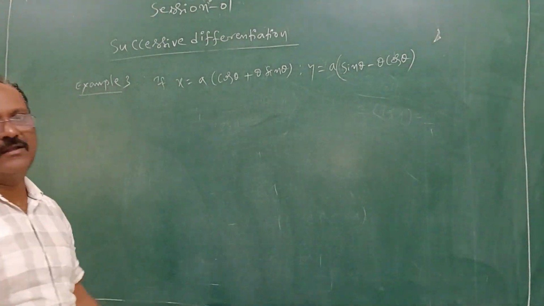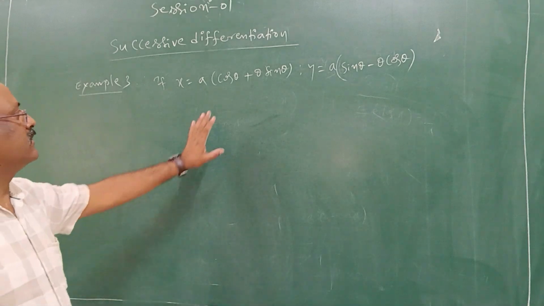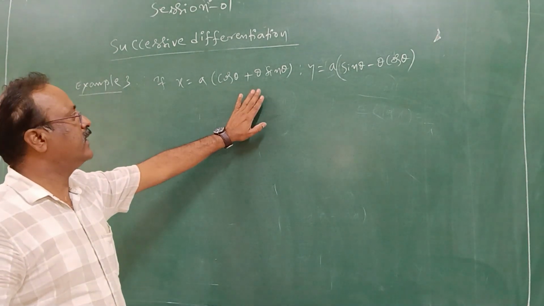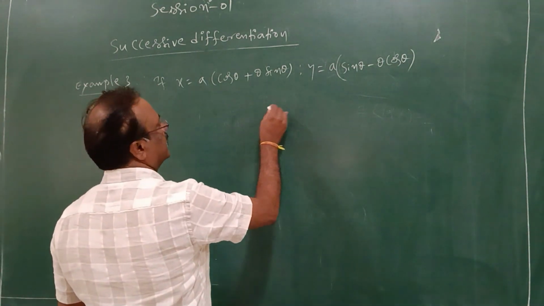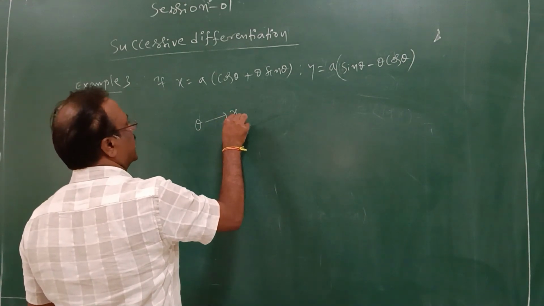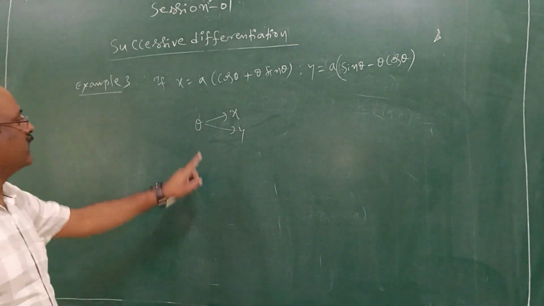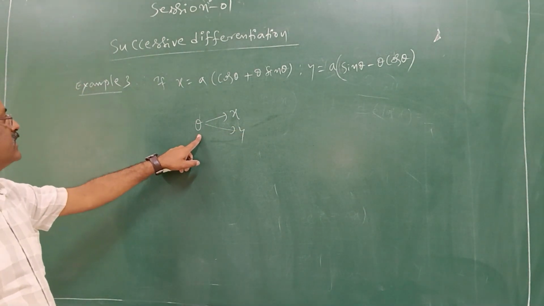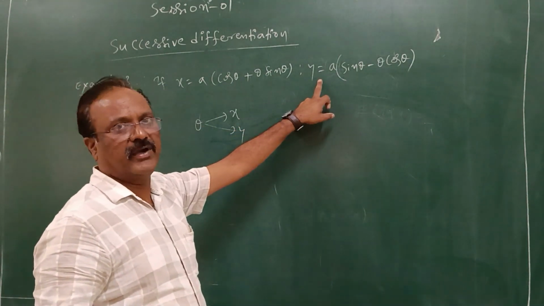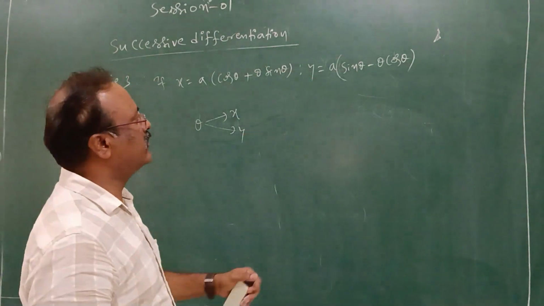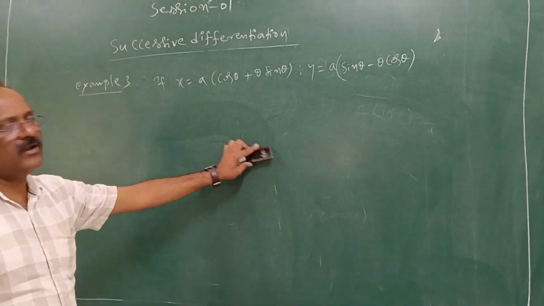Now actually these are parametric coordinates. We need to differentiate with respect to the parameter. Here theta is a parameter, because theta is connected with x, and theta is also connected with y. Therefore, theta is a parameter. We need to differentiate x with respect to theta, then y with respect to theta, then find out dy by dx. After obtaining dy by dx, we can find out the higher order derivative.